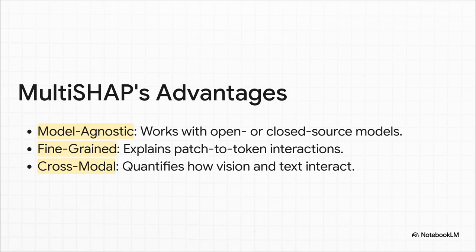It's not just going to say, oh, the photo was important. No, it'll tell you this specific patch of pixels over here, the one showing an eyebrow, had a huge interaction with this specific word in the doctor's notes. And finally, it's cross-modal. That's its whole reason for being, to find and explain those hidden connections between what the AI sees and what it reads.